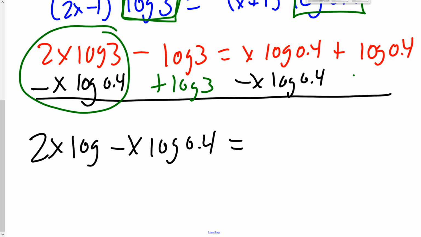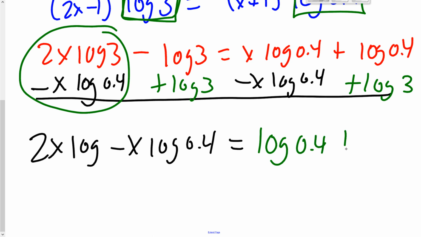Log 3 on both sides. Again, I cannot combine these, and I wouldn't put those on a calculator yet. So I'll just wait. So log of 0.4 plus log of 3. Now what we want is one single x by itself. Right now we have two x's, an x here and an x here, so we want to get rid of that.